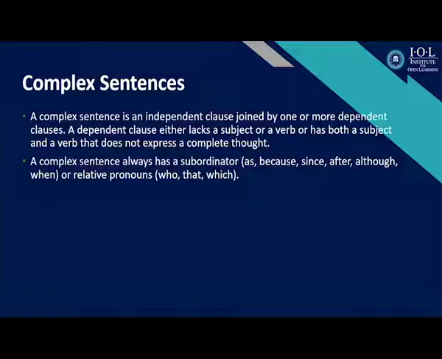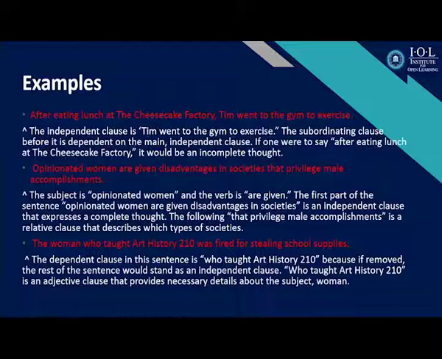A complex sentence is an independent clause joined by 1 or more dependent clauses. A dependent clause either lacks a subject or a verb, or has both a subject and a verb that does not express a complete thought. A complex sentence always has a subordinate term. So it always has a word such as because, since, after, although, when, or relative pronouns such as who, that, and which. For instance: After eating lunch at the factory, Tim went to the gym to exercise.